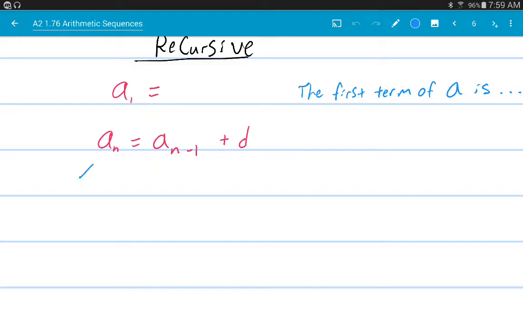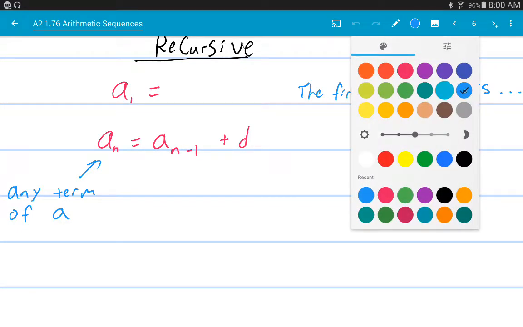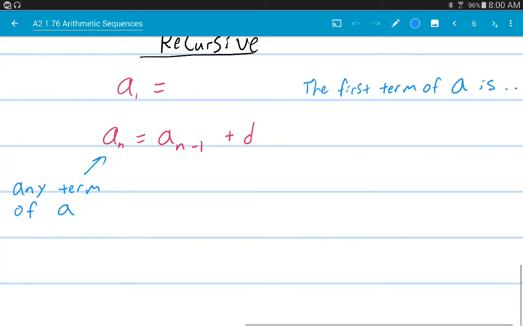Okay, so a sub n, like I was saying, is any term of A. Now, n is the number in line, right? So n minus 1 makes it the person before it, right? So if we're thinking about this, and I'll give you some examples, but if we're thinking about this, that makes this the term before it.